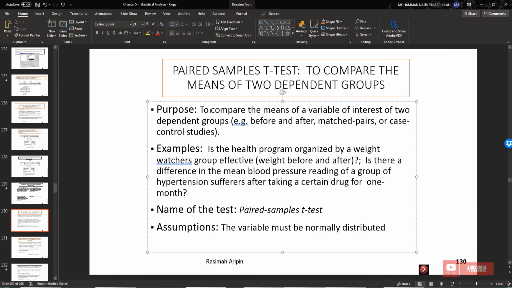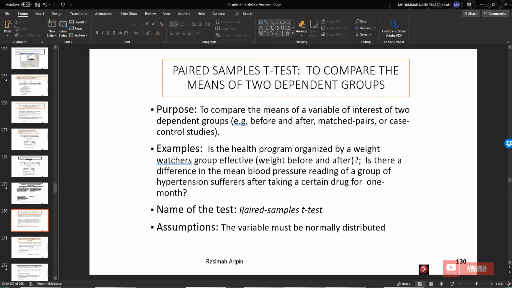For the paired sample t-test, the purpose is to compare the mean of the variable of interest for two dependent groups. When you have two dependent groups, it means, for example, the entrance survey: before you enroll in this subject, you are required to fill in the entrance survey. At the end of the semester, you need to fill in the exit survey. So these two measurements are related samples, right? They are dependent groups. We are measuring the same subject.